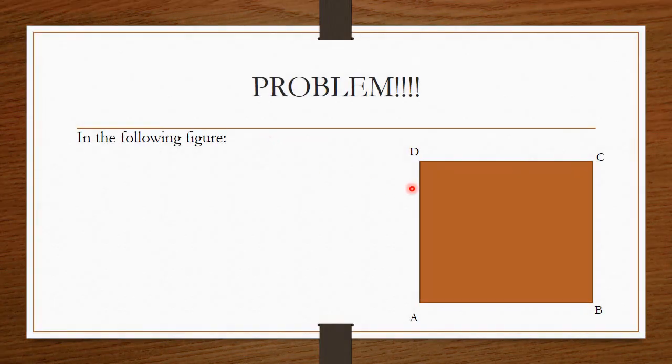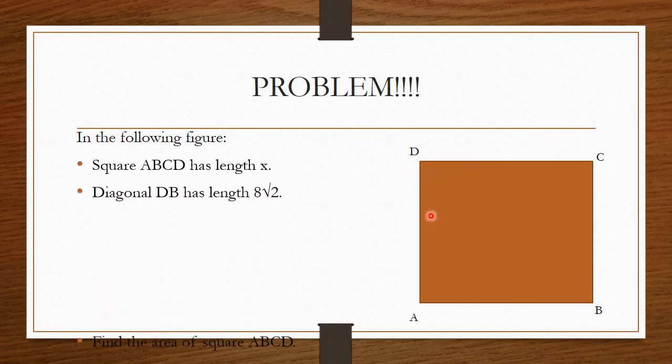So here in the following figure, ABCD is a square and has side length x. Diagonal DB is 8 root 2. Find the area of square ABCD.